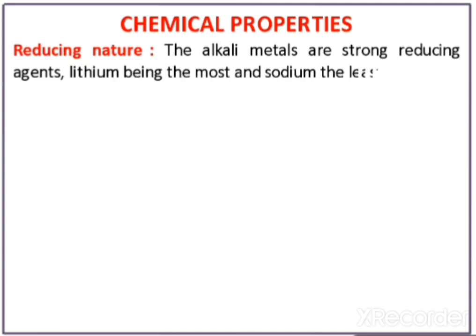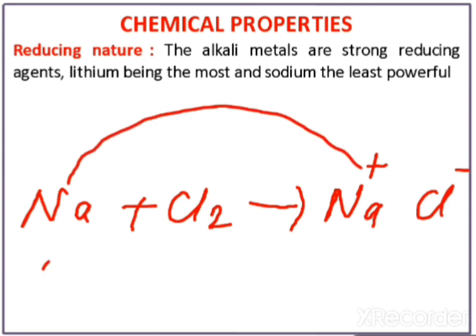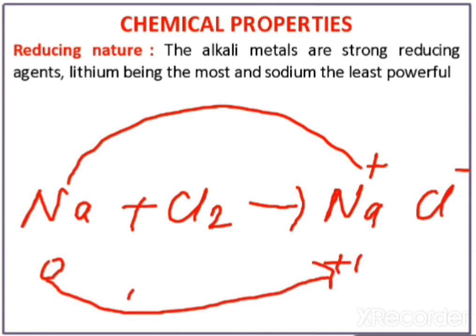Reducing nature means the element which is undergoing oxidation is the reducing agent. For example, see Na and Cl2 react to form Na plus and Cl minus. We have calculated oxidation numbers of elements in redox reactions. So the oxidation number of sodium here is 0, here it is plus 1. So 0 is converting into plus 1. So an oxidation reaction is taking place. And the element which is undergoing oxidation is the reducing agent. So sodium is the reducing agent.